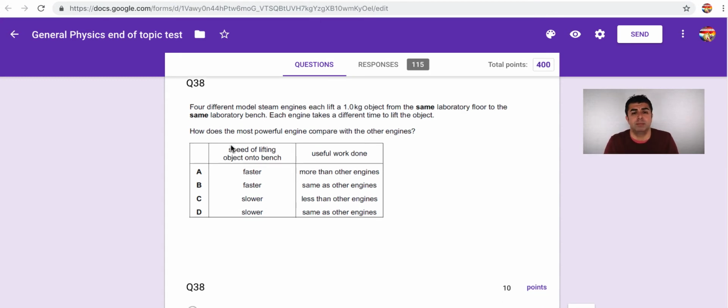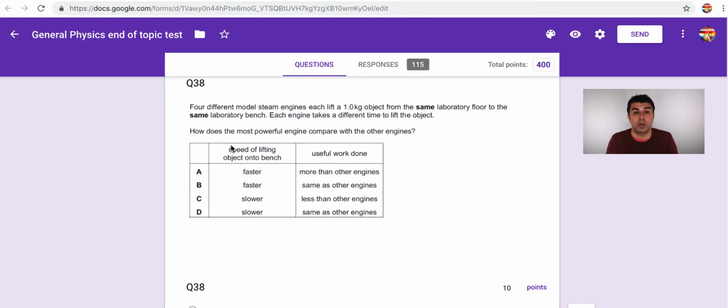Question 38. Four different model steam engines each lift a 1 kilogram object from the same laboratory floor to the same laboratory bench. Each engine takes a different time to lift the object. How does the most powerful engine compare with the other engines? Well, basically the work done is going to be exactly the same, because the height you're lifting it to and the mass, and therefore the weight that you are lifting, is the same. Work done equals force times distance, which is exactly the same. However, if you're lifting it faster, then the power is bigger, because power is work done divided by time. So if work done equals force times distance and power equals work done divided by time, then power equals force times distance divided by time.